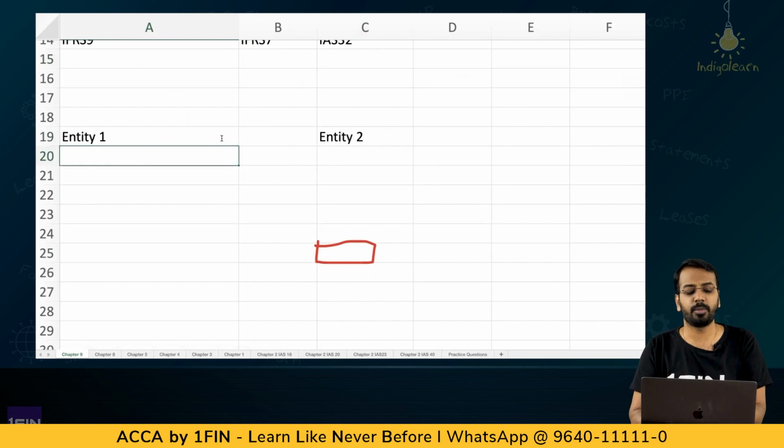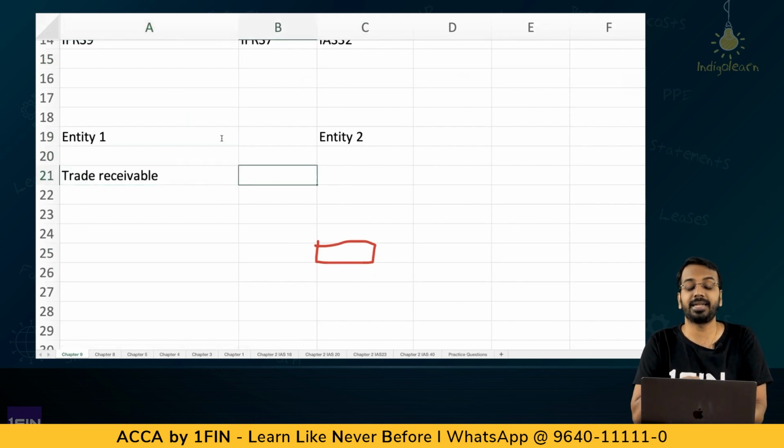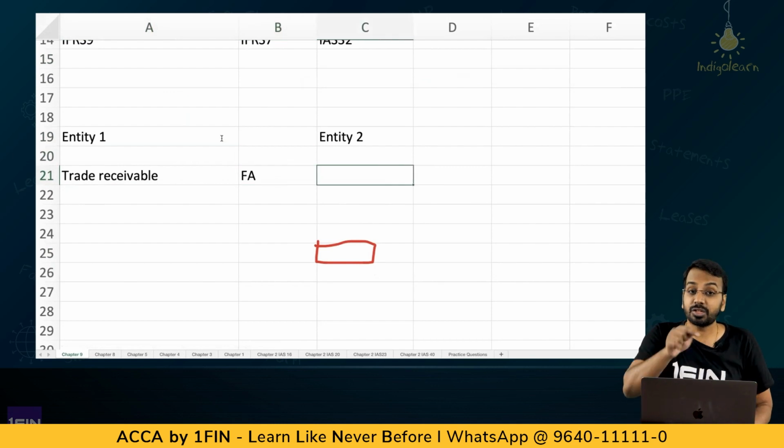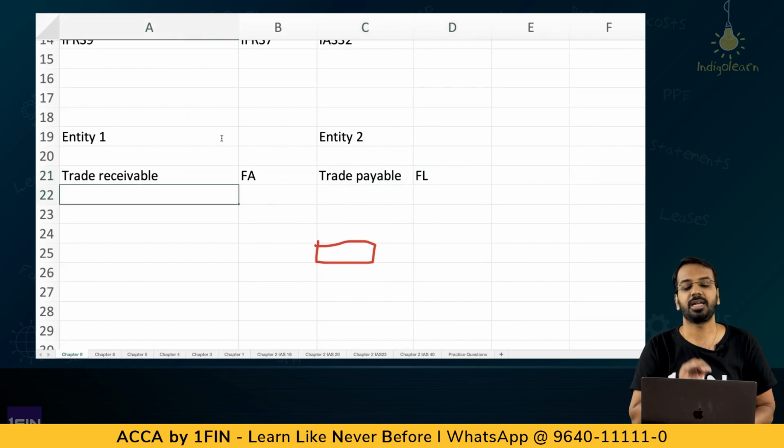Okay. Assume for a moment entity 1 says, I have trade receivable. What is a trade receivable? It is a financial asset. Now, this financial asset should be a financial liability or equity of another entity. Now, entity 2 says, I have trade payable. This is a financial liability.